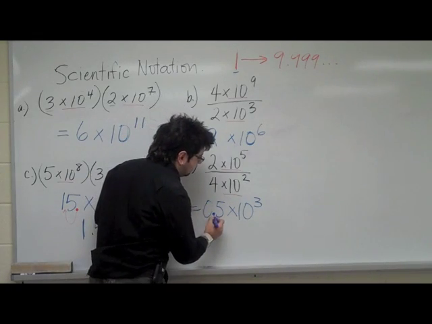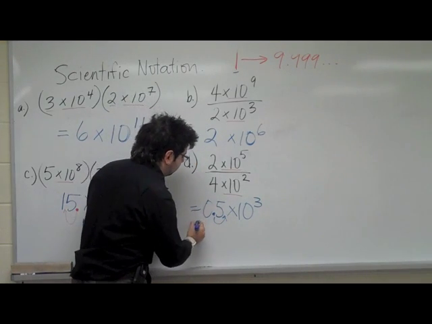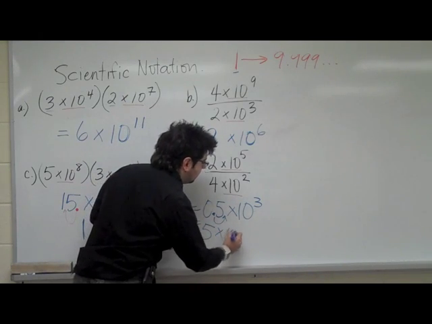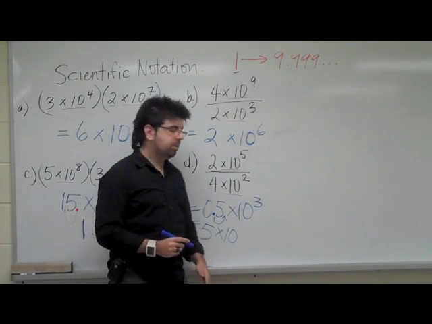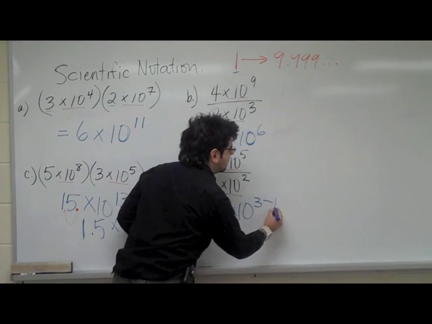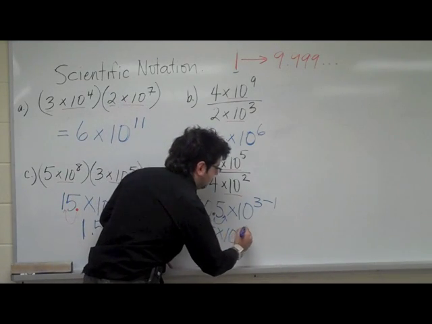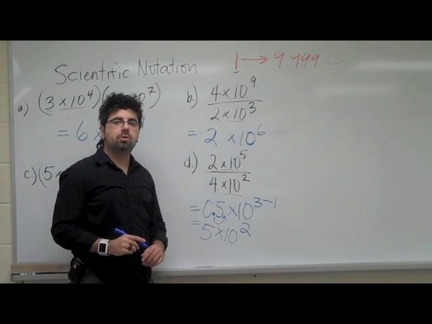We need to move this decimal over one place. So the answer should really read 5 times 10, but because we are moving in the right direction, we are going to subtract one place. And we get 5 times 10 to the power of 2. And that is our correct answer.